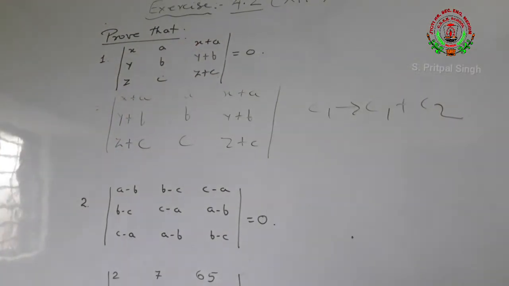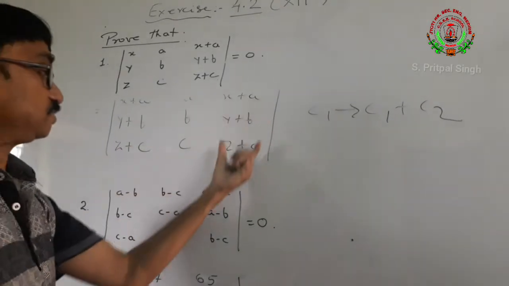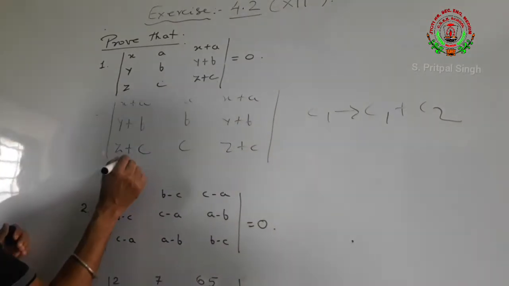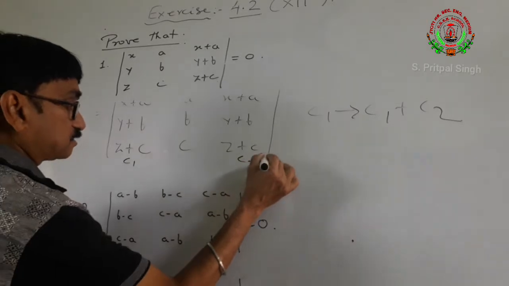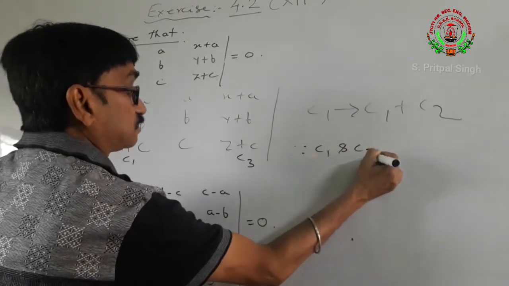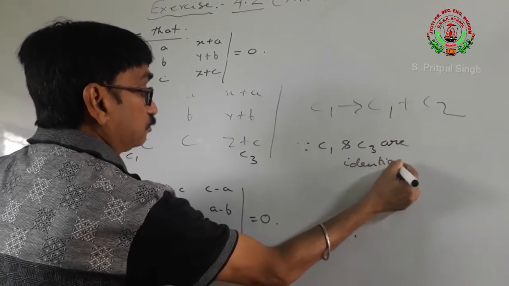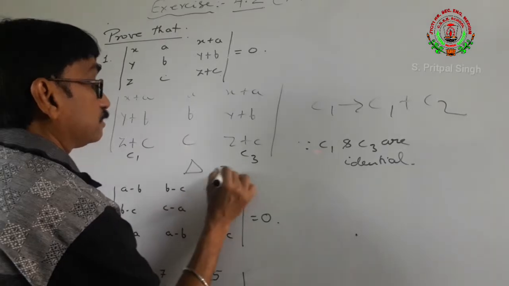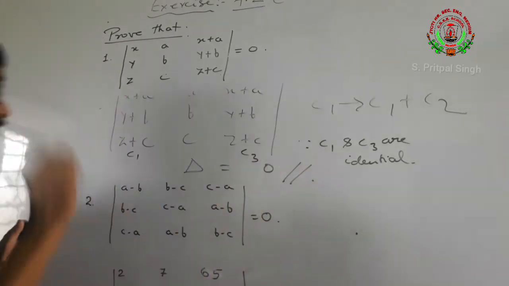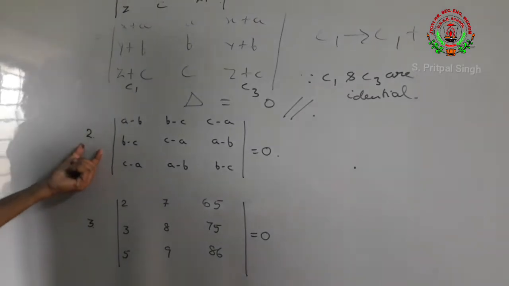Now we can see that our C1 and C3 elements are identical. Since C1 and C3 are identical, therefore its determinant value will be equal to 0. True. In the same way, the second question, here it is.